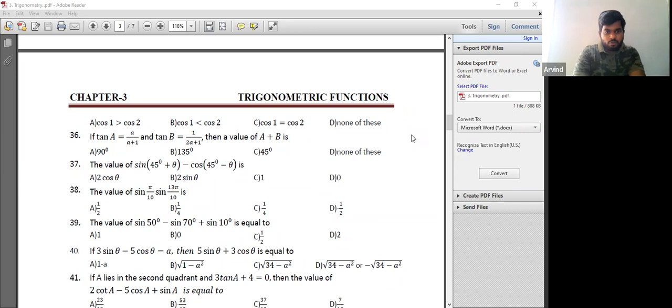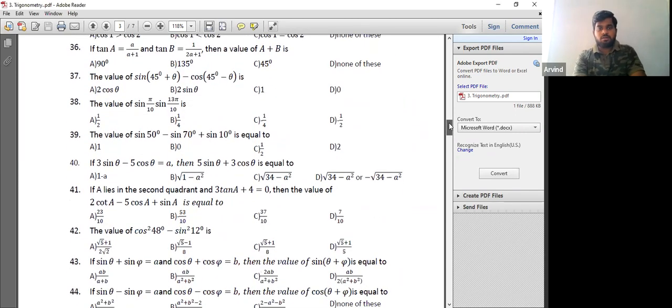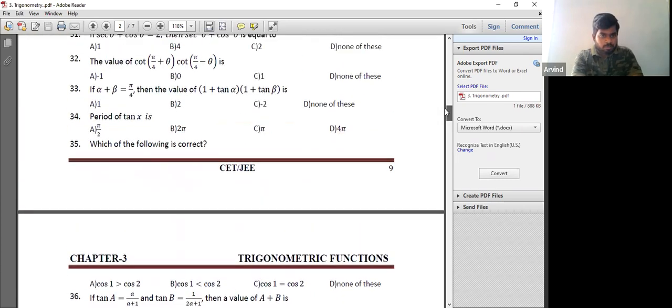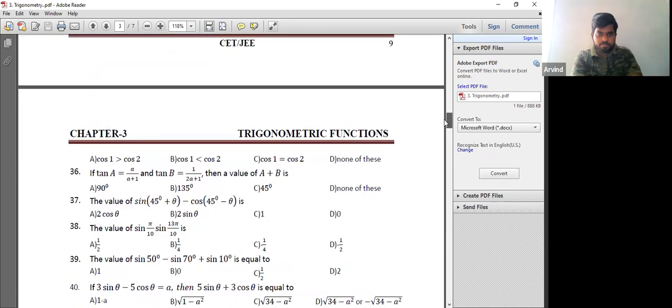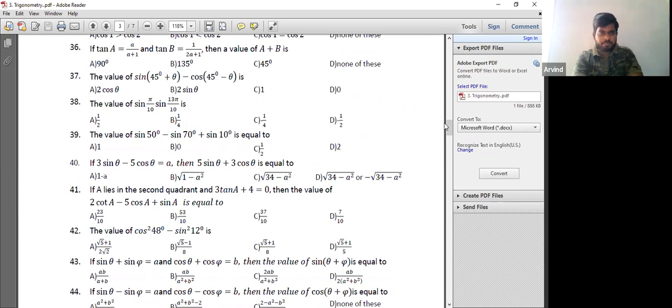The value of sine 45 plus theta minus cos 45 minus theta. It is almost like this problem itself, the 32nd problem itself. So I hope you guys can solve it. The value of sine 45 plus theta minus cos 45 minus theta. Use the complementary angle concept, and you will get the answer.